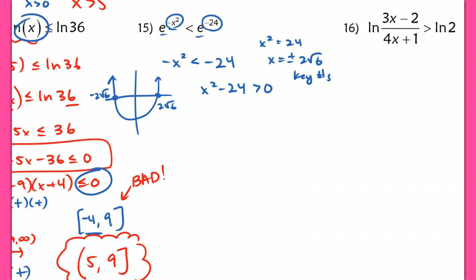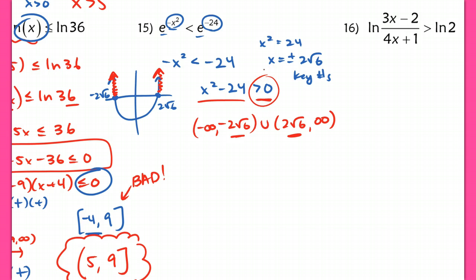Now I want to know where this function here is greater than 0. Well, it's everything from 2√6 and on, and everything from -2√6 and on. So the answer here is going to be two different intervals. It's the union of two intervals, from -infinity up to -2√6 and from 2√6 to +infinity. And I do have open brackets on both of these because it's supposed to be greater than 0, not greater than or equal to 0. So that would be my solution for number 15.